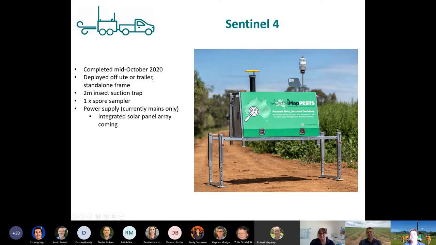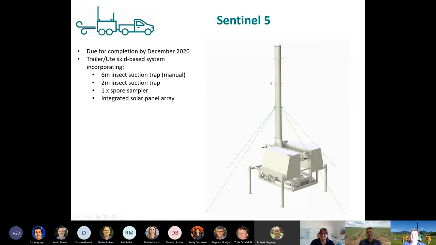Now, Sentinel 6 will be identical. So again, another unit featuring the 2 meter trap and the spore trap. But Sentinel 5 will feature that manual 6 meter trap again.